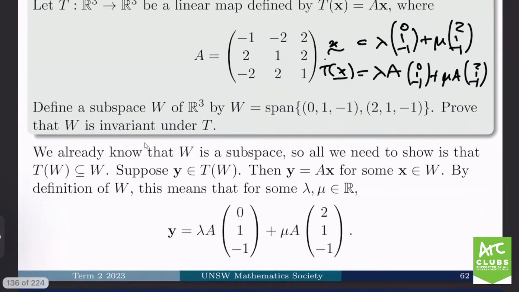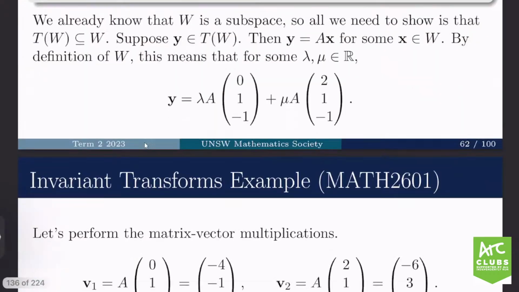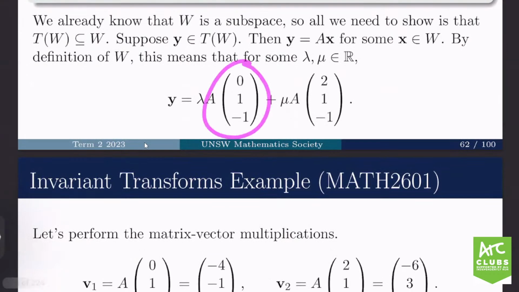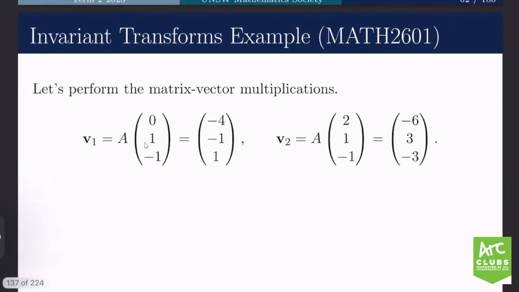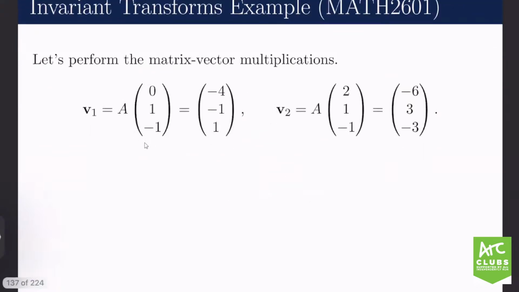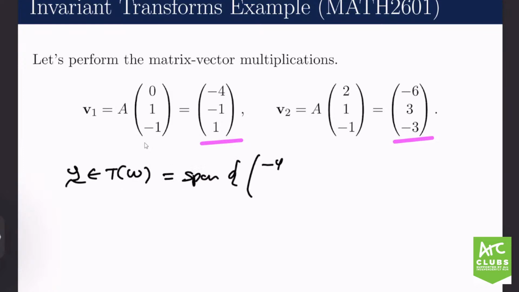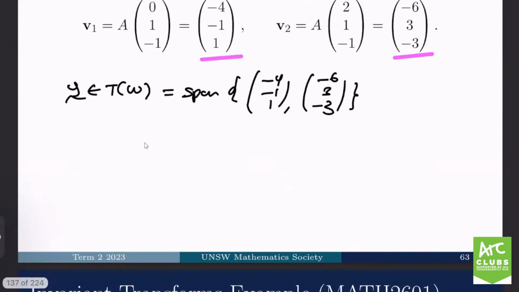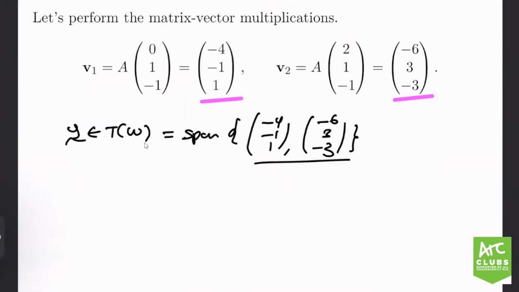Essentially, all we need to do is find what the vectors are when A is multiplied by (0, 1, -1), and A multiplied by (2, 1, -1). Applying the actual matrix vector multiplication, we'll get these two vectors. So now you can see that any vector that's an element of T of W is part of the span of (-4, -1, 1) and (-6, 3, -3). So all we have to do is show that every vector in this span is also a vector that's a part of W.